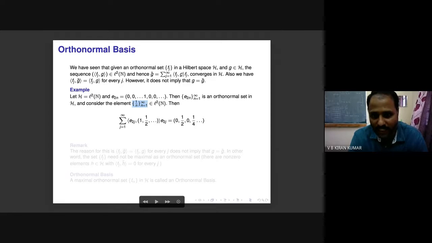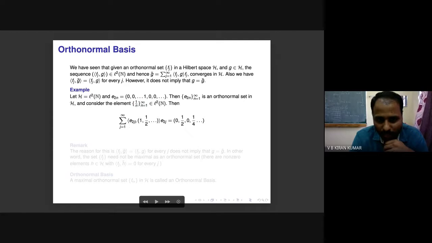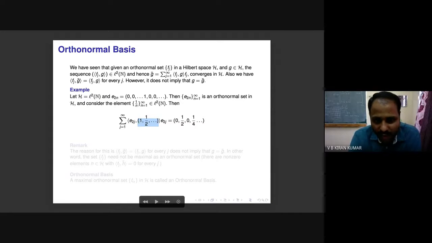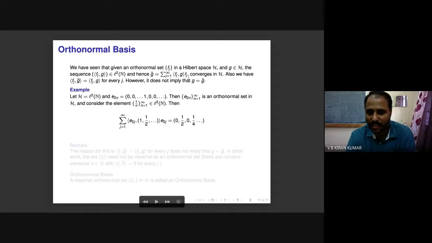So what is fjg? Fj you replace by E2j, and E2jg is actually only even terms you will have. Summation E2jg, E2j is this: 0, 1 by 2, 0, 1 by 4, etc. That means you are getting some g tilde here, which is not equal to your g. Your g is 1 by n, that means 1, 1 by 2, 1 by 3, etc. But your g tilde is this. So this tells you that even though this series converges, it may converge to something else.